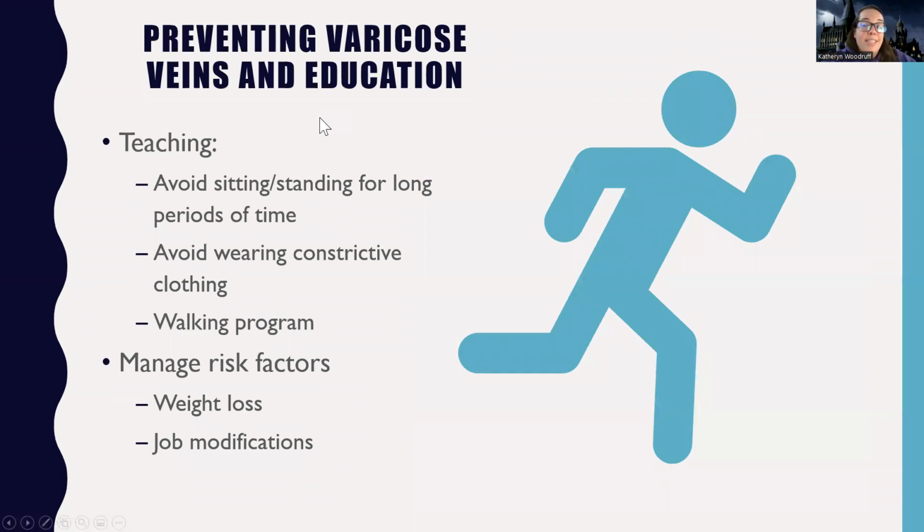Like I said, a lot of this is the stuff to help with venous issues. So avoid sitting or standing for long periods of time. Avoid wearing constrictive clothing. I'm especially talking about stuff that's tight around the waist, because it's going to create pressure or more resistance for the legs to have to overcome to push that blood up. A walking program is great. And then things like weight loss and job modifications can help as well.